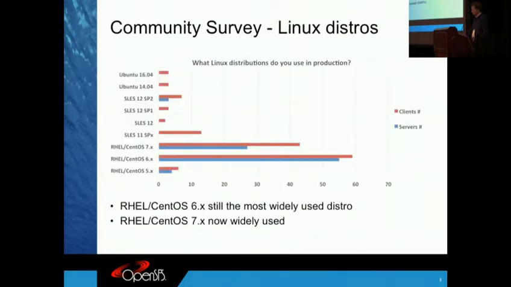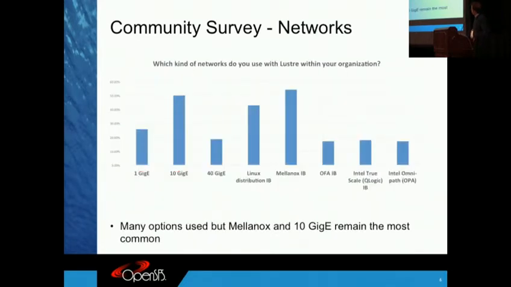Going on to the Linux distribution, in this case the red is clients and the blue is servers. You can see that Red Hat 6 is definitely the most commonly used distribution by some margin, but Red Hat 7 is gaining ground compared to what we saw last year. Network-wise, there's still great diversity of networks used. Mellanox and 10 Gig are the most commonly used options.